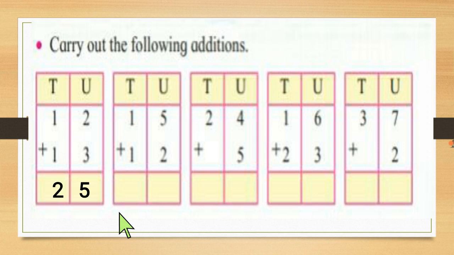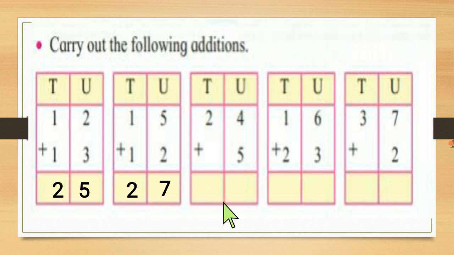Here you can solve the second question. 15 plus 12. Just count two fingers forward from the number 5. 6, 7. So the answer is 7. 1 plus 1, it is so easy, 2. So the answer is 27.